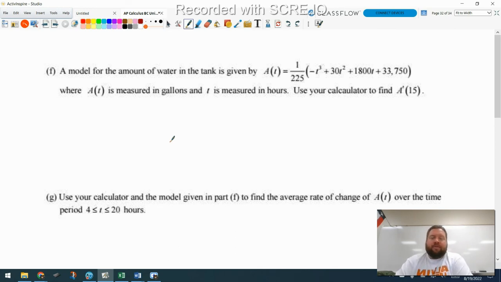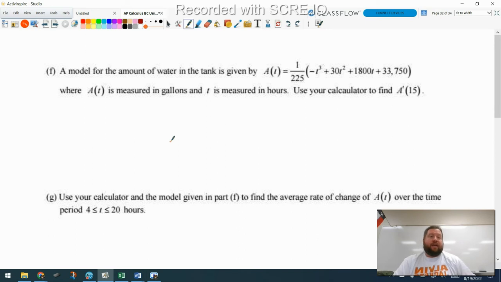All right, they love to do this on these type of data problems. So they ask you a few questions about the table, and then all of a sudden on part C, okay, I realize it's part F on our notes, but we're doing some extra stuff for our notes today. They introduce a function. They say, hey, this function is the same thing as W in the table. Model for the amount of water in the tank is given by A of T equals that, where A of T is measured in gallons and T is measured in hours. Use your calculator to find A prime of 15.